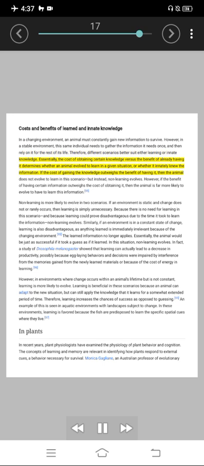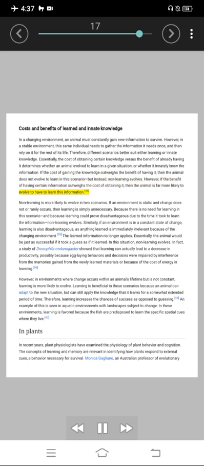Essentially, the cost of obtaining certain knowledge versus the benefit of already having it determines whether an animal evolved to learn in a given situation, or whether it innately knew the information. If the cost of gaining the knowledge outweighs the benefit of having it, then the animal does not evolve to learn in this scenario, but instead, non-learning evolves. However, if the benefit of having certain information outweighs the cost of obtaining it, then the animal is far more likely to evolve to learn this information.